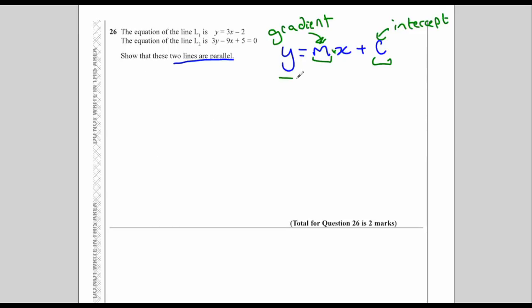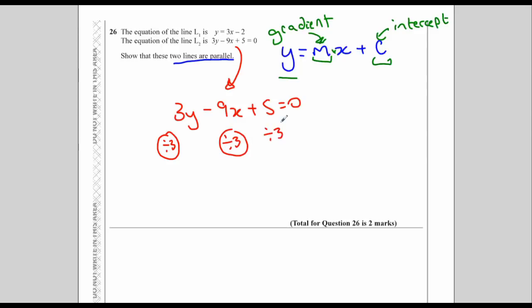So we want to write them in this form, y equals. First one is already fine. It's the second one I'm worried about. 3y minus 9x plus 5 equals 0. So, we want y on its own. So let's divide everything by 3. So, y minus 3x plus 5 over 3, we don't have to actually figure it out, equals 0.